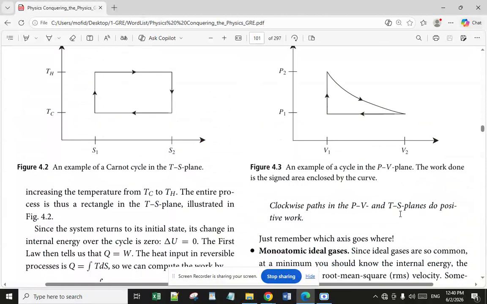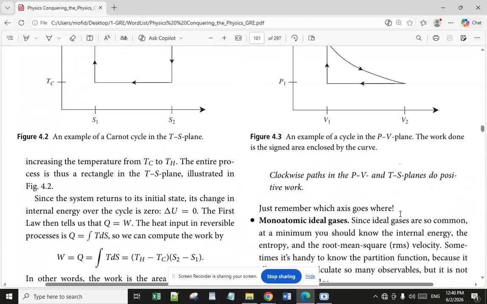Figure 4.2 shows an example of a Carnot cycle in the T-S plane, with temperature going from TC to TH. The entire process is thus a rectangle in the T-S plane, illustrated in figure 4.2. Since the system returns to its initial state, the change in internal energy over the cycle is zero. Delta U is equal to zero. The first law then tells us that Q is equal to W.